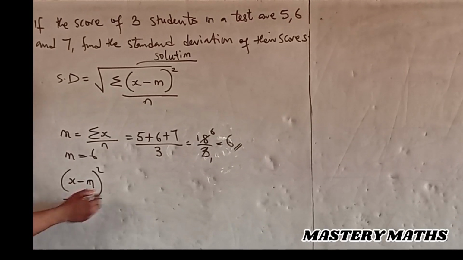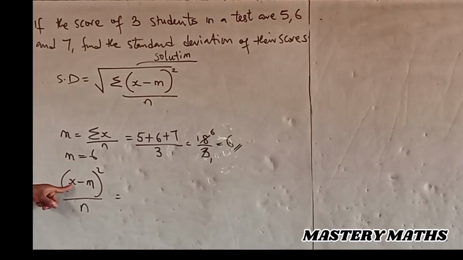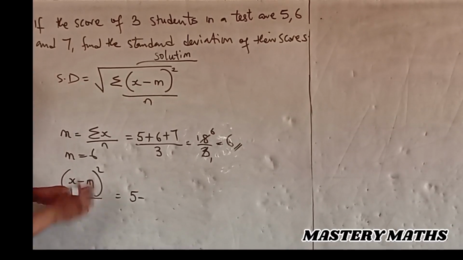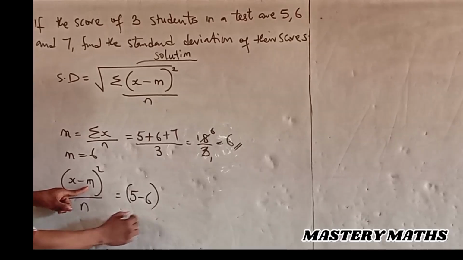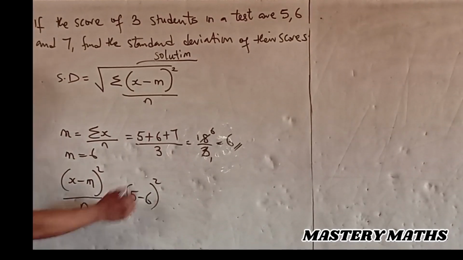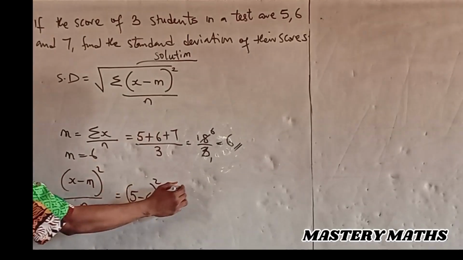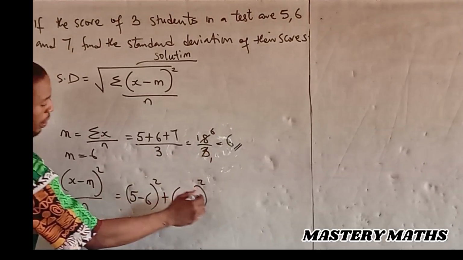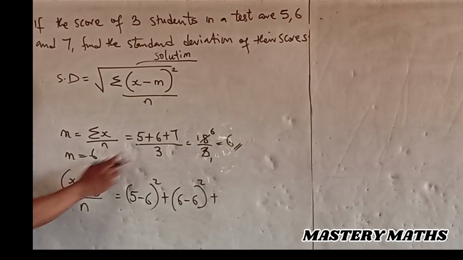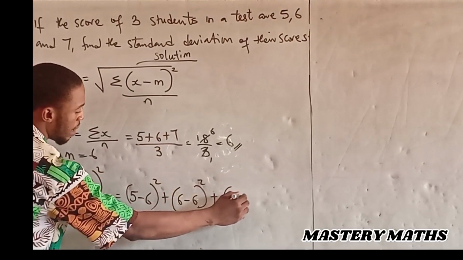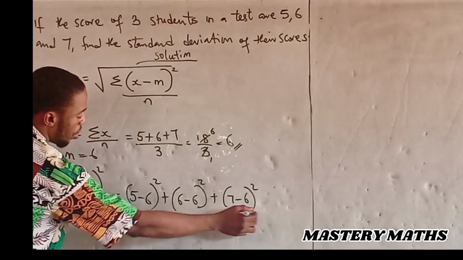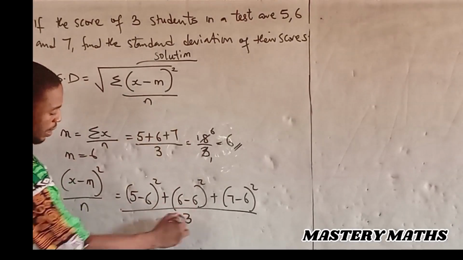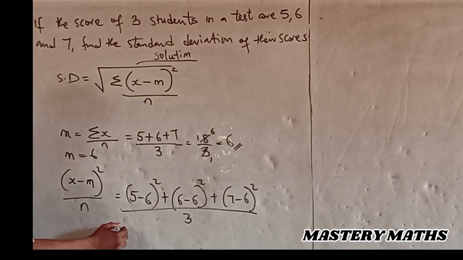So how do we do this now? This is done this way. First of all, we take the first x. What's the first x? The first x is 5. 5 minus, what is the mean? Mean is 6. We put it in a bracket. You put your square. Plus, what's the second one? 6. Open a bracket. 6 minus, what's the mean? 6, square. Plus, what's the next one? The next number is 7. 7 minus 6, square. All over, how many are they? There are 1, 2, 3. All over 3.